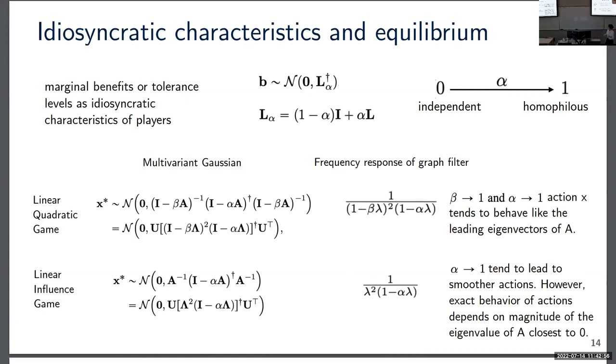Overall, the ballpark pattern for a linear quadratic game is that if beta goes to 1 and alpha goes to 1, the action will tend to behave like the leading eigenvector of the graph. Meaning that the action will be fairly smooth and it will be easier to infer the graph from the action. For the linear influence game, it's a little more complicated. Overall, when alpha goes to 1, we tend to get smoother actions, but the exact behavior is heavily affected by the magnitude of eigenvalues that are close to 0.